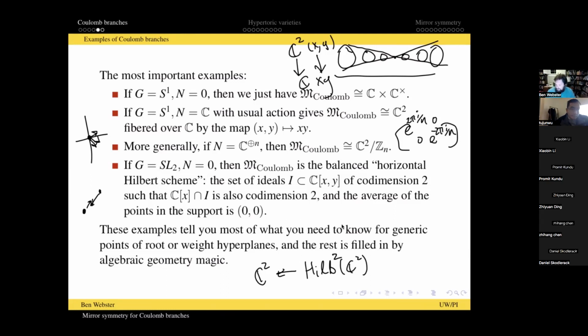May I have a question just to understand the setting? So for the first case, you have G is trivial and N is 0. What does it mean? Do you have just a trivial representation on C, or what do you say? Yeah, the trivial representation on the trivial vector space. On a trivial vector space, a 0 vector. Okay, okay. And then it actually wouldn't change anything.